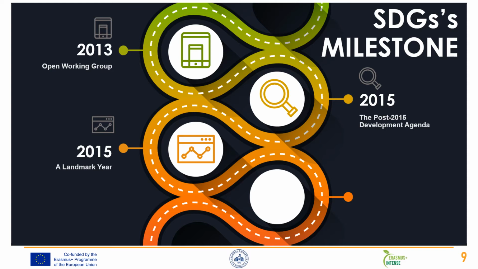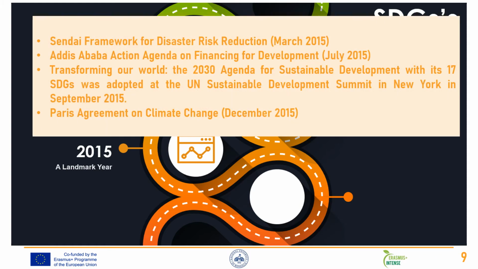2015 was a landmark year for multilateralism and international policy shaping, with the adoption of several major agreements, which are the Sendai Framework for Disaster Risk Reduction, the Addis Ababa Action Agenda for Financing for Development, Transforming Our World, the 2030 Agenda for Sustainable Development, with its 17 SDGs, adopted at the United Nations Sustainable Development Summit, and the Paris Agreement on Climate Change.